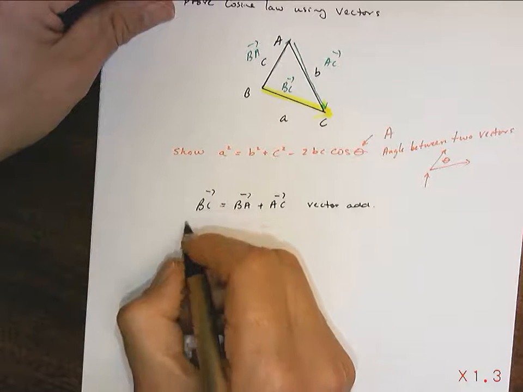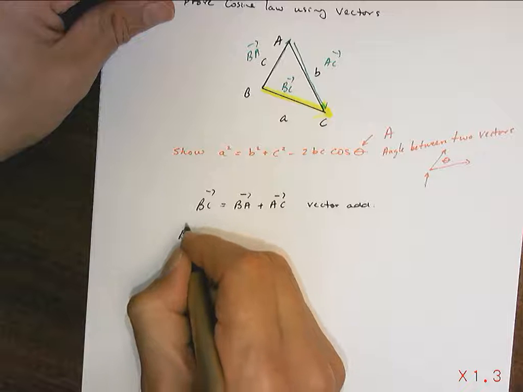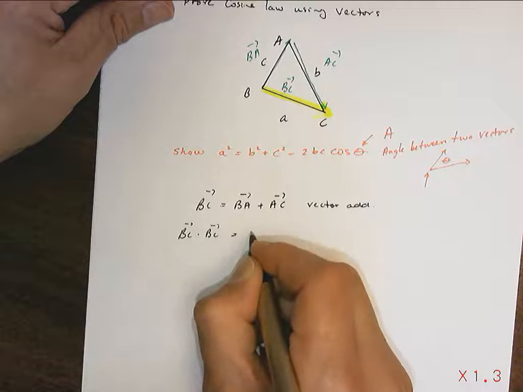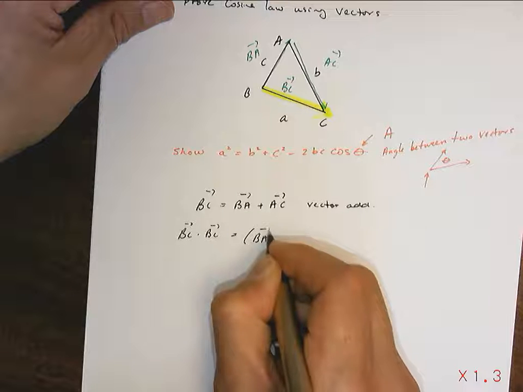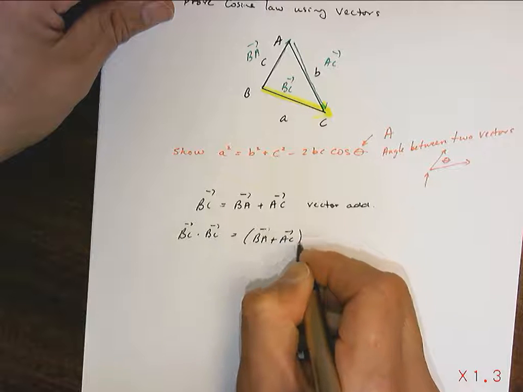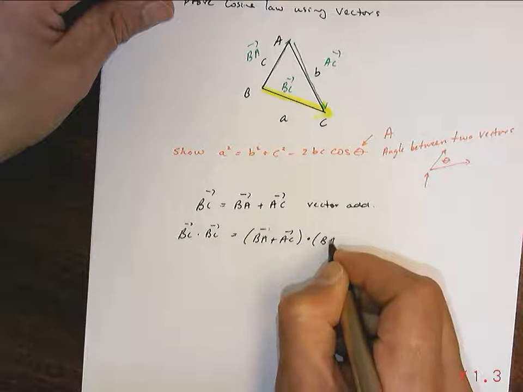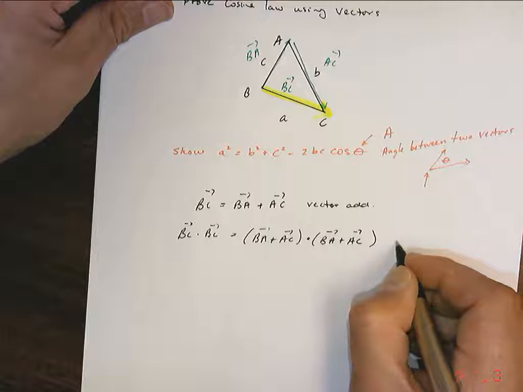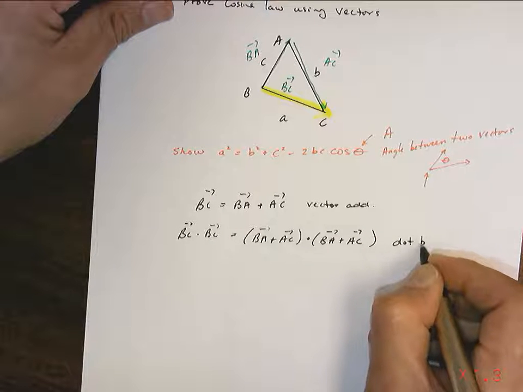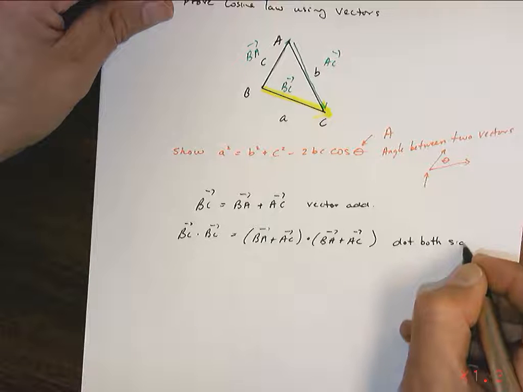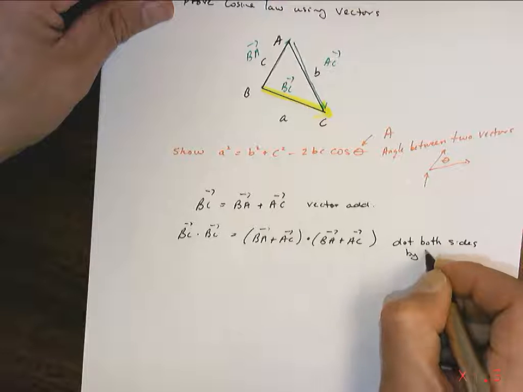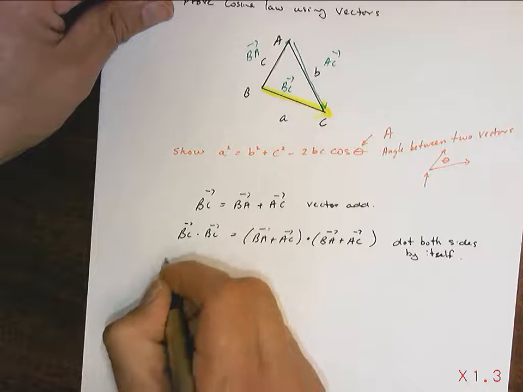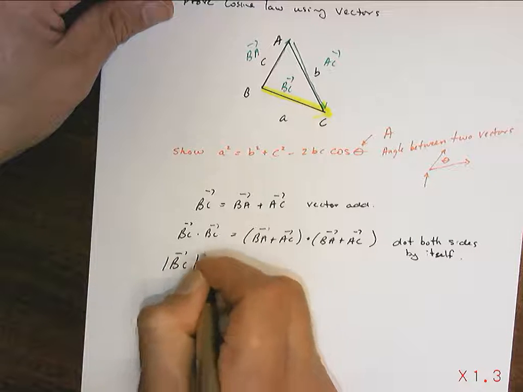So then what we did was we dotted both sides. Lauren, you had a good idea. It's kind of like squaring both sides. Not a bad idea, not a bad way to think about it. And so we dotted both sides by itself. So what that gave us was the magnitude of BC squared.